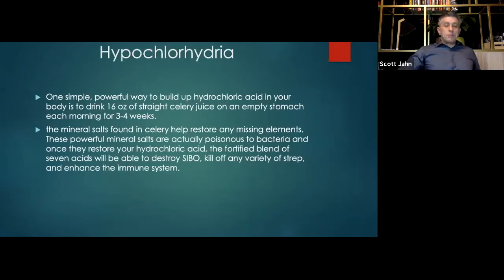So one powerful way to build up your hydrochloric acid in your body is to drink about 16 ounces of straight celery juice on an empty stomach first thing in the morning for about 3 to 4 weeks. Celery juice has a lot of mineral salts that are going to help restore your body's ability to make stomach acids. The mineral salts are also poisonous to bacteria, and they'll help kill off any bacteria that's in there as well. It's very effective also for things like SIBO.